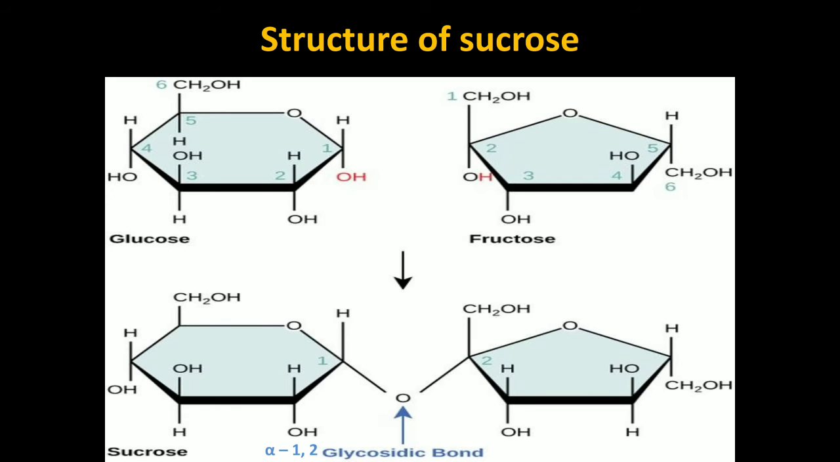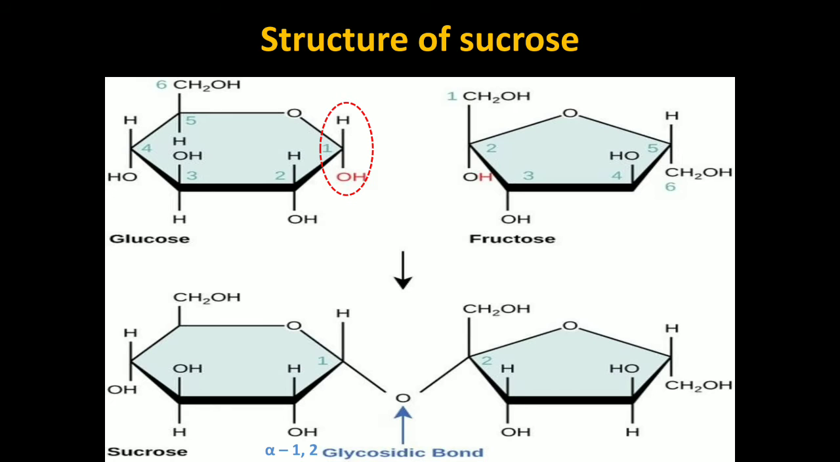Now let us see the structure of sucrose. Sucrose is made up of glucose and fructose. We already know that glucose is in the pyranose form and fructose is in the furanose form. The linkage between glucose and fructose is an alpha 1,2 glycosidic bond.